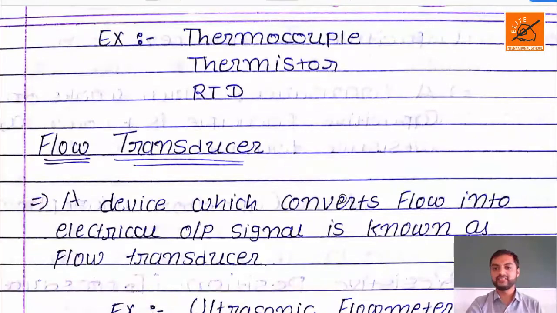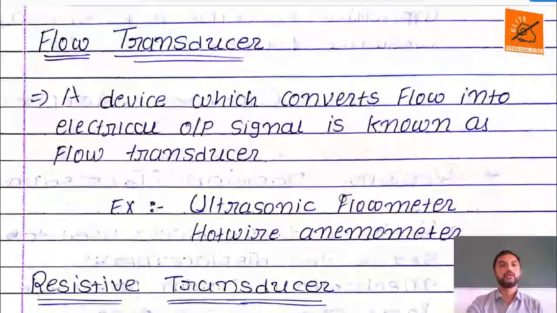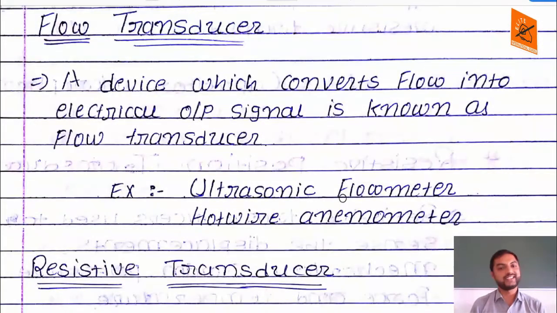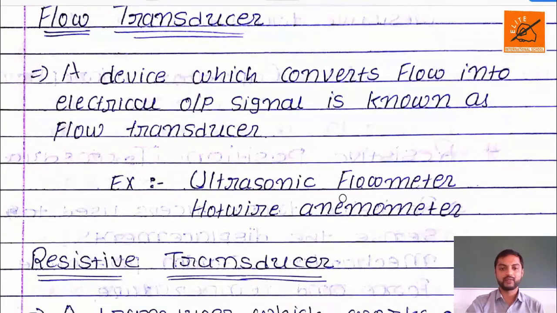RTD's full name is resistor temperature detector. Next point is flow transducers, a device which converts flow, whether it is air flow or liquid flow, we don't care. But whenever flow is converted into an electrical output signal, it is known as a flow transducer. Examples are ultrasonic flow meter and hot wire anemometer.